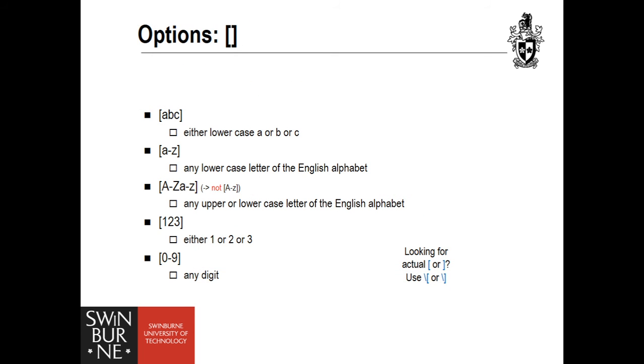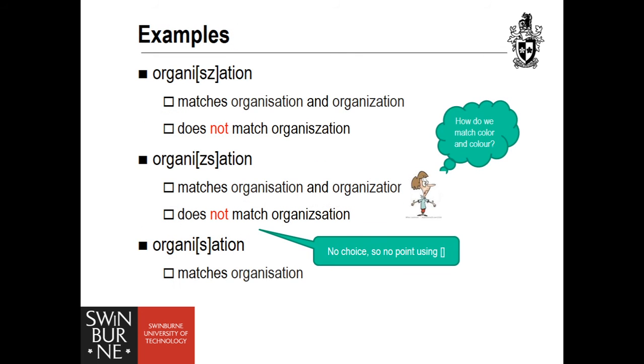Square brackets indicate choice. You can indicate the choice individually by listing the options within the square brackets, or you can use ranges. Whichever you use, you are matching one character, not several. A single occurrence of square brackets matches a single character, one of the options listed in the square brackets. It does not match several characters or zero characters. If we have S and Z in square brackets, only either S or Z is matched at a time. If they both occur in the text one after the other, this is not a match.